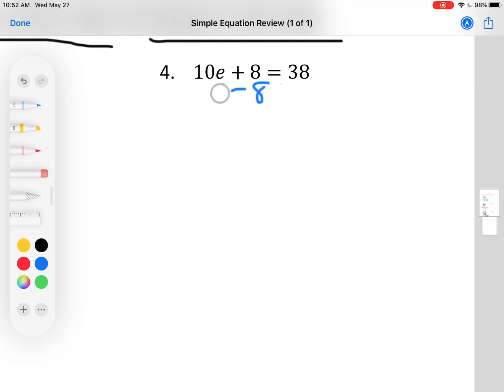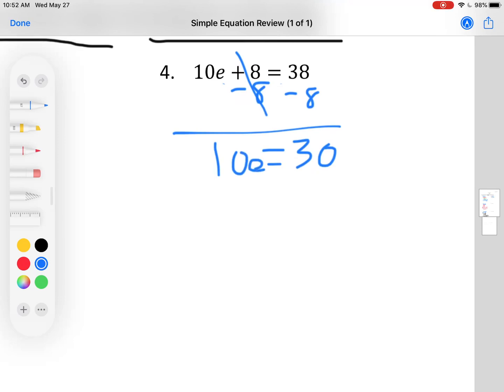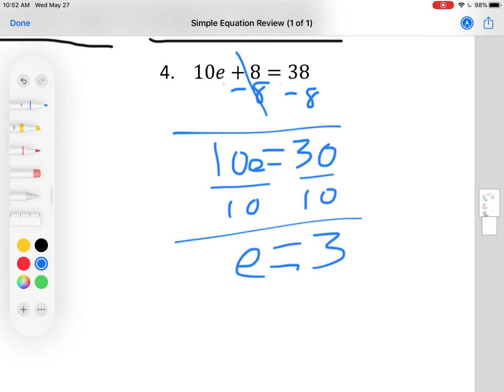We want to put it on the other side of the equal sign. The other side of the equal sign is the 38. 38 minus 8, equal sign, 30. Cancel, 10e. One term on each side, time to divide. Divide by 10. Equal sign, e equals 3.